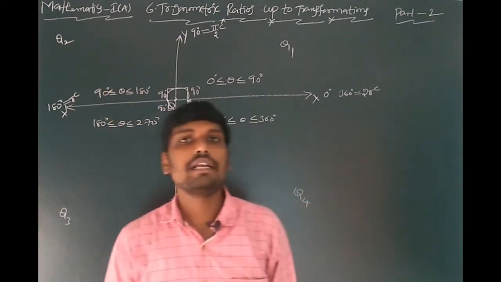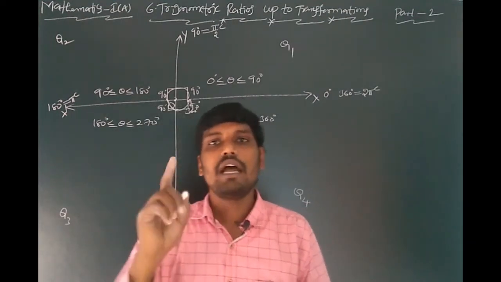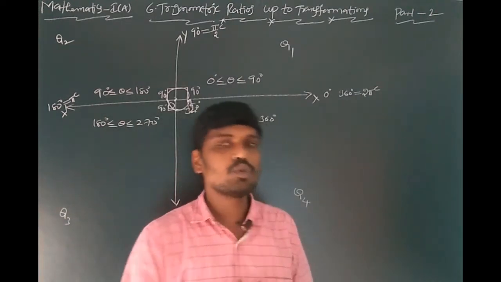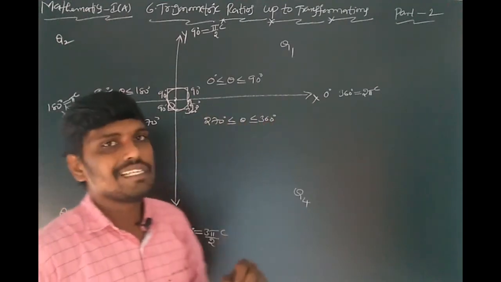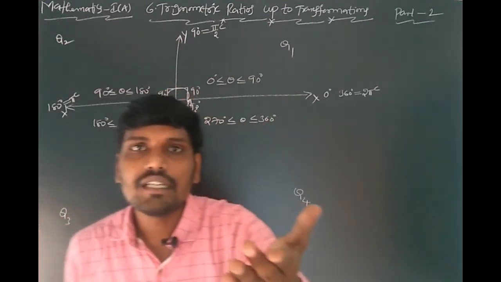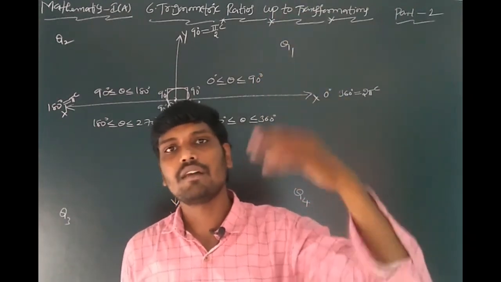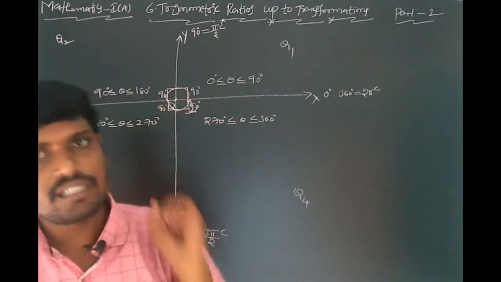The first quadrant lies from 0 to 90 degrees, the second quadrant from 90 to 180, the third quadrant from 180 to 270, and the fourth quadrant from 270 to 360. For angles more than 360 degrees, they go back to the first quadrant, and similarly the second, third and fourth. This is the angle range of the quadrants.